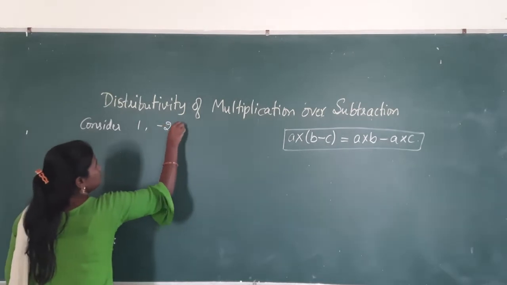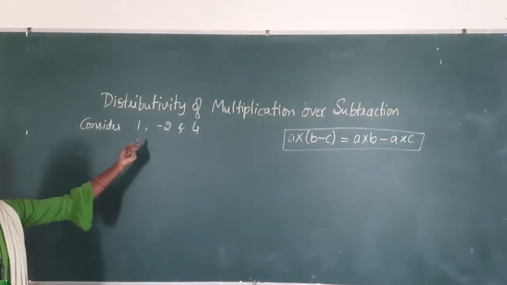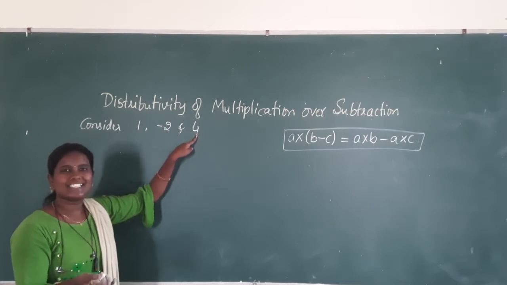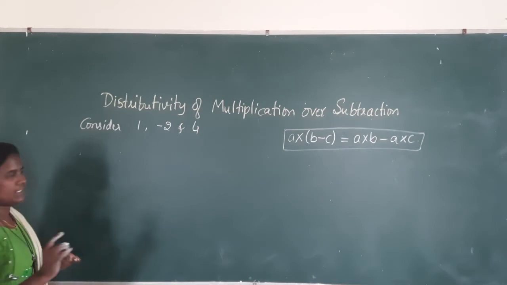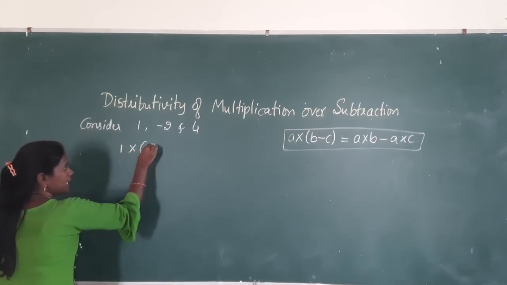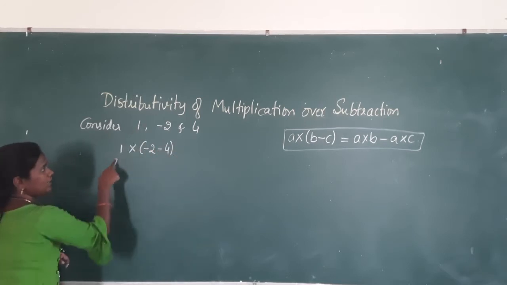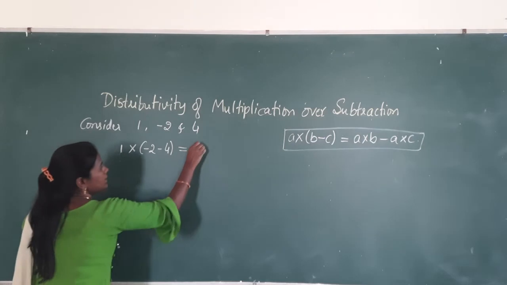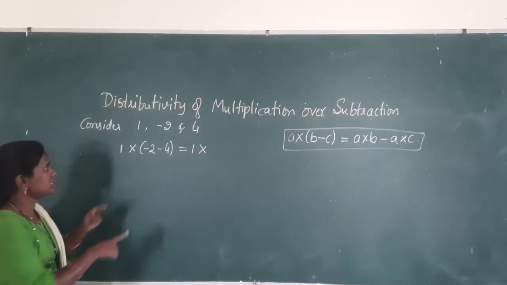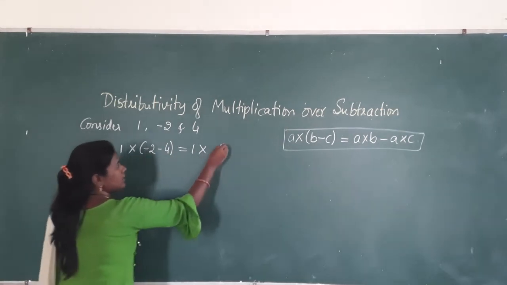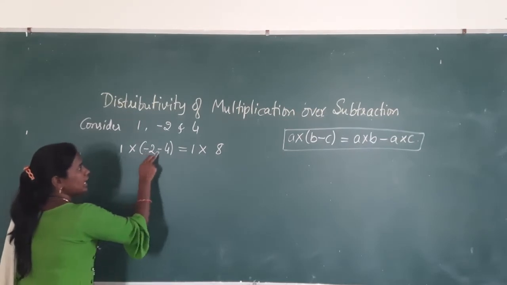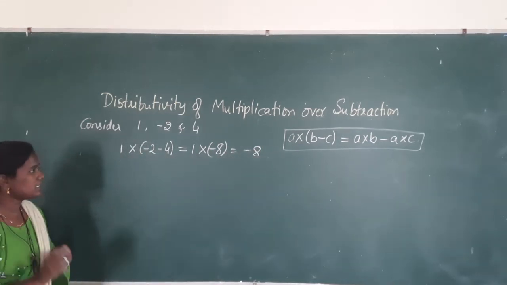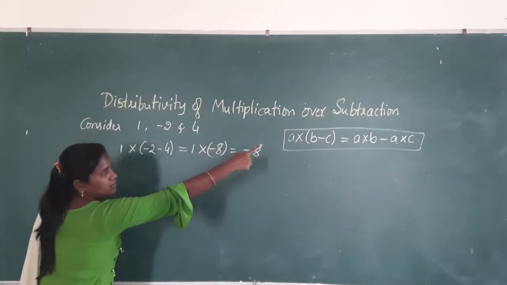Consider 1, minus 2 and 4. We have considered three integers as 1, minus 2 and 4, where A is 1, minus 2 is B, 4 is C. Let us substitute in LHS part first: A into B minus C. That is equals to 1 into, because this is in the bracket, first we have to solve this. Same sign, add, 4 2s are 8. When you add, you put the same sign, so 1 into minus 8 is equals to minus 8. Now this is LHS part, then we have to move for RHS.